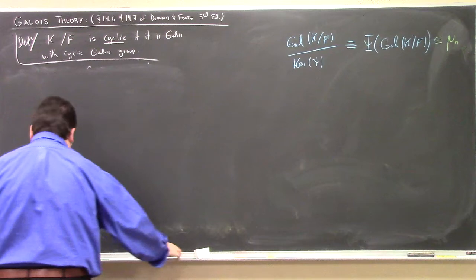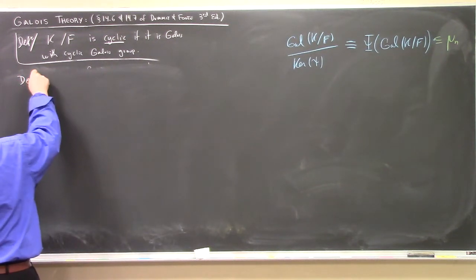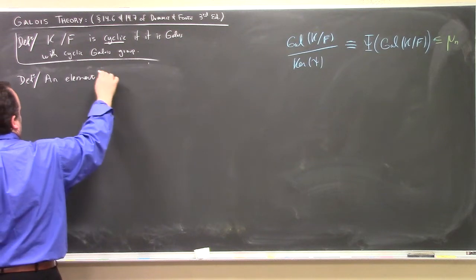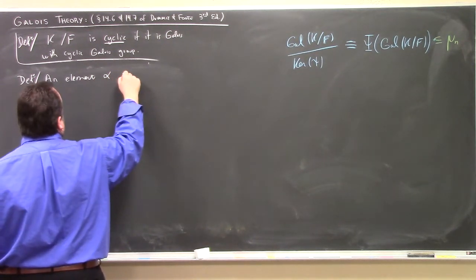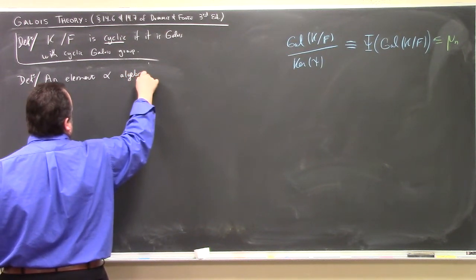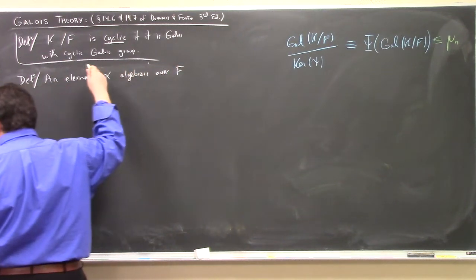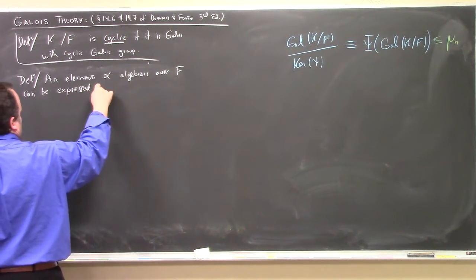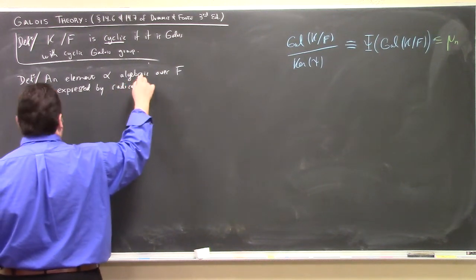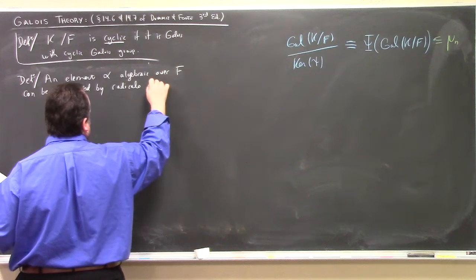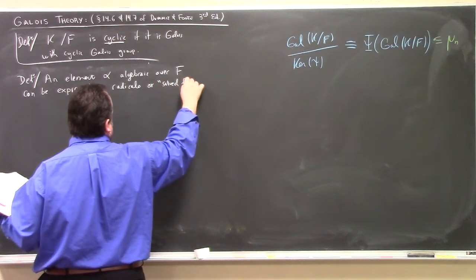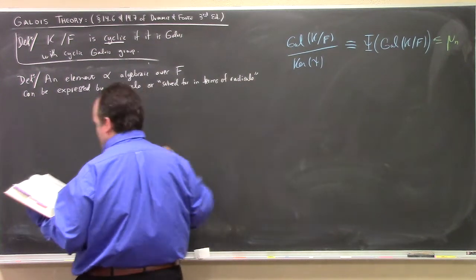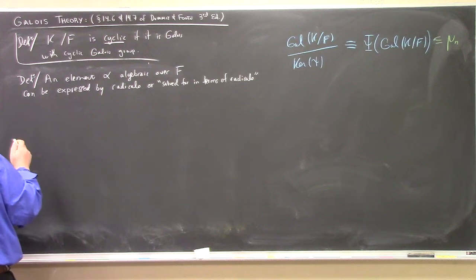Finally, the radicals. Definition. An element alpha, algebraic over F, can be expressed by radicals, or solved for in terms of radicals, if alpha is an element of a field K, obtained as follows.